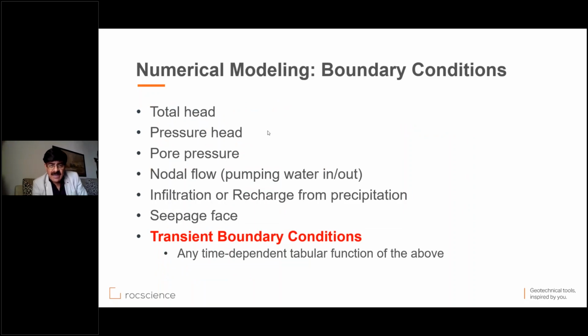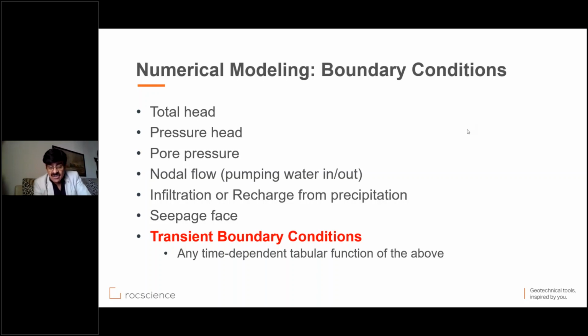When we carry out numerical modeling, we have to specify the boundary conditions. Since we are going to use the engine built in Slide 2 for carrying out finite element steady state seepage analysis, we have to specify boundary conditions, and there are plenty of options available. You can apply the boundary conditions in the form of total head, pressure head, pore pressure, nodal flow, which is the pumping in and out of water, infiltration or recharge from precipitation, the rainfall, and seepage face. I'll explain seepage face.